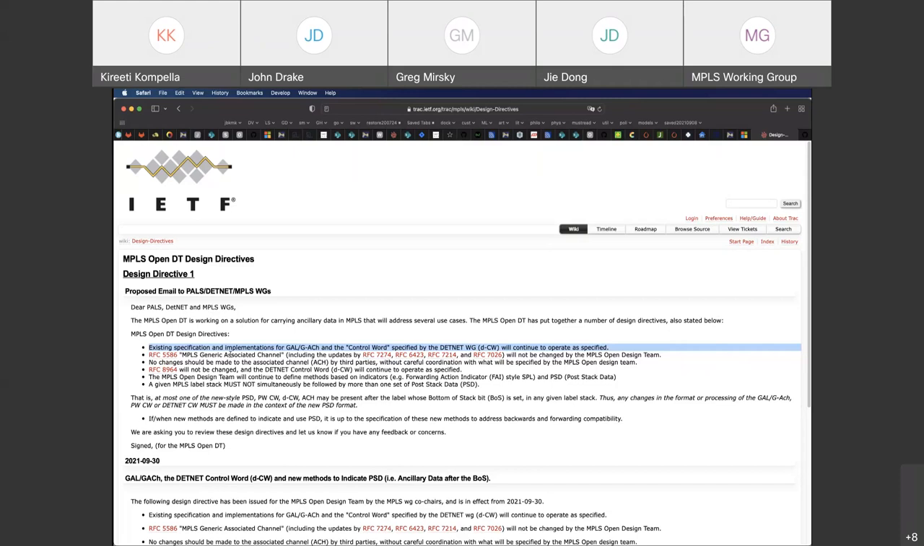I'm just making it more explicit. Of course, we should all agree that this is the direction we want, but all I'm doing is looking at this current design directive and saying, if somebody wants to make a change, and we don't want to touch the existing G-ACH, then you have to make a new subtype of this PSD to be the associated channel. Okay, just a question: do you think we use the same registry of pseudowire channel types?